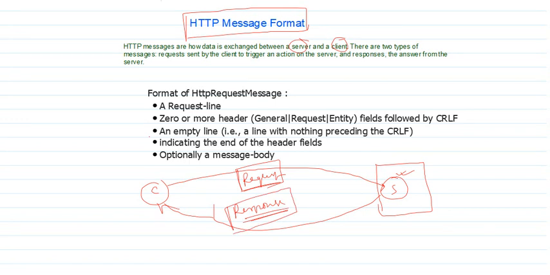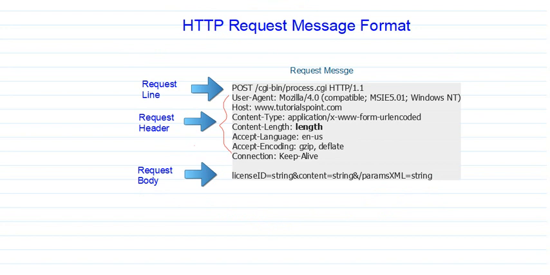The format of an HTTP request message: the first line is the request line, and from the second line till the empty line is the request header. Then there is an empty line just to indicate that the header part is finished, and then the optional message body part. I just copied this sample request message from tutorialspoint.com. You can see this is an example of a request message.